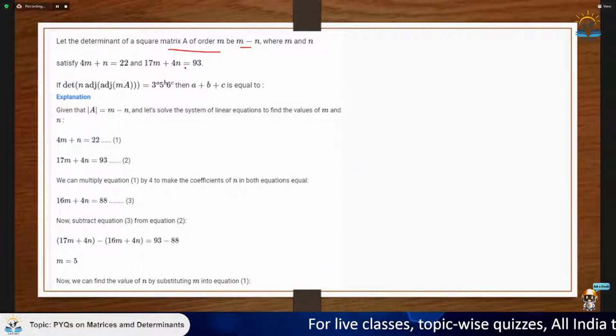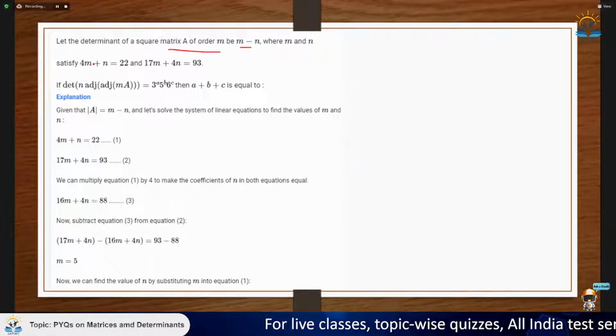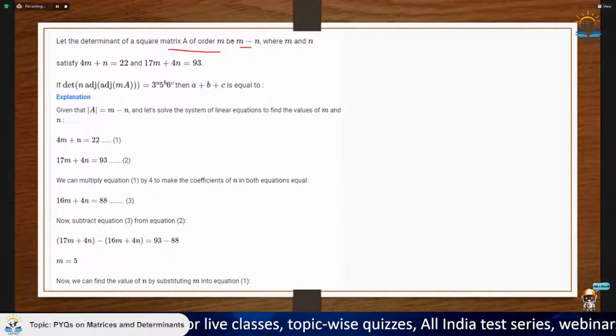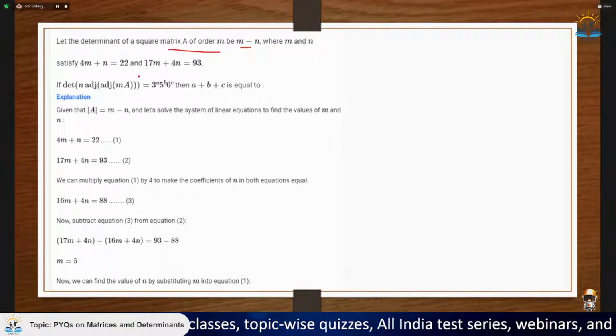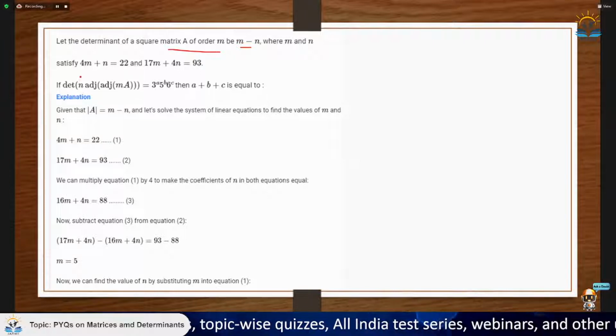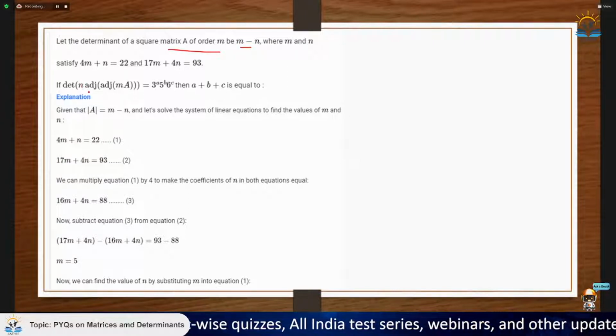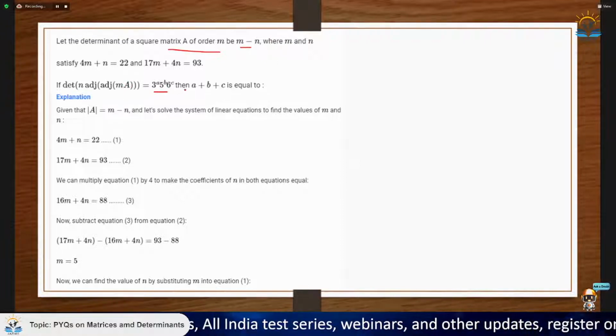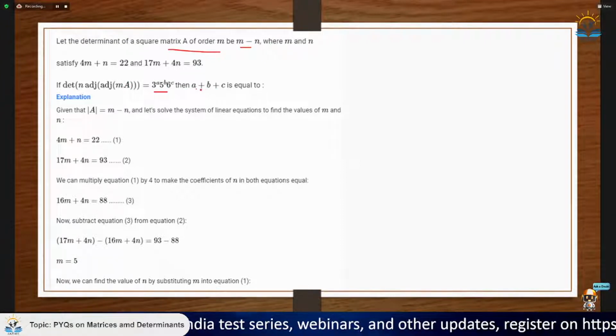सबसे पहले तो मैं इन दोनों equations से m और n की वैल्यू निकाल लूंगा. ये तो सिंपल simultaneous equations हैं. Solve it and get the value of m and n. So basically you will get the value of the determinant. Then some condition is given to you: if n times adjoint of mA is equal to this thing, then the value of a plus b plus c is asked.